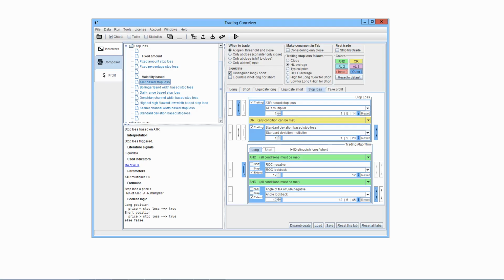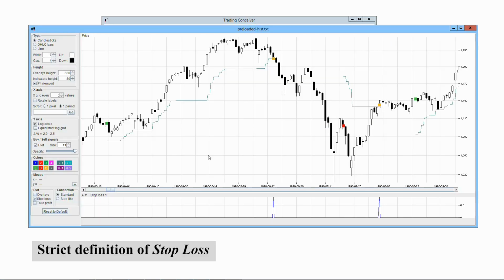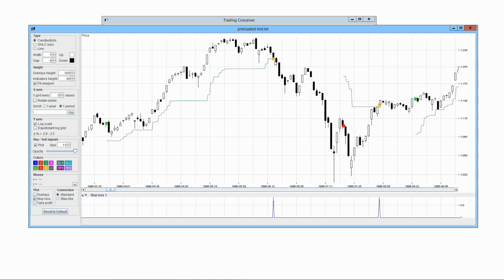Here the stop-loss algorithms and how to trade them is described. In literature, stop-loss nomenclature encompasses a wide range of algorithms. Here in 3D Conceiver, the stop-loss algorithms are always intended as level breakouts. Hence, a stop-loss level must be defined.